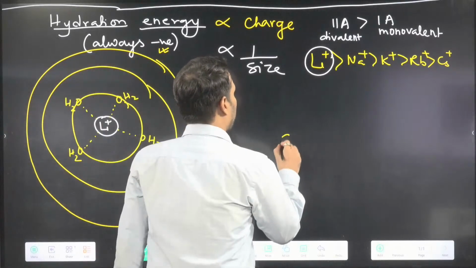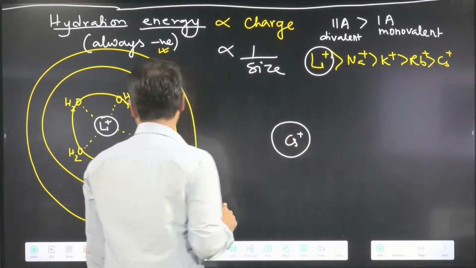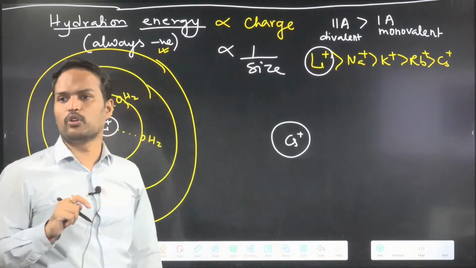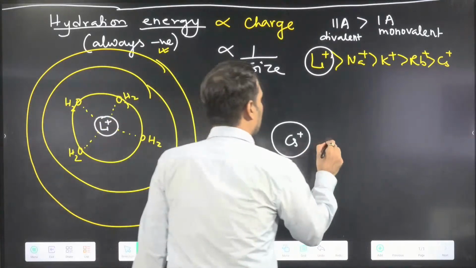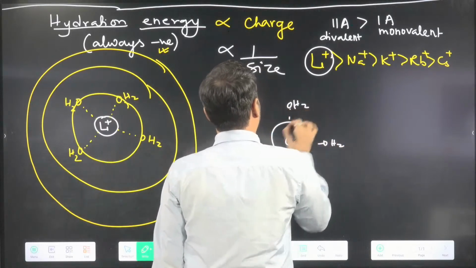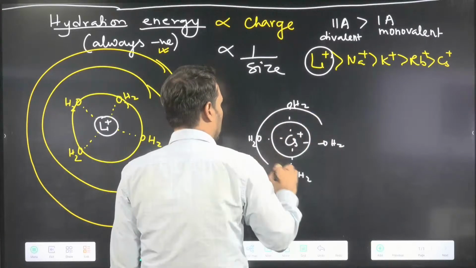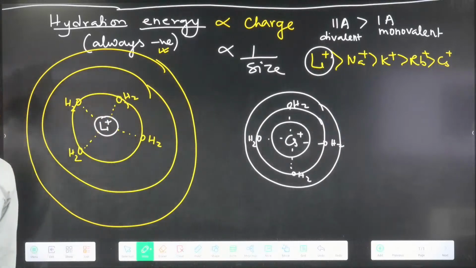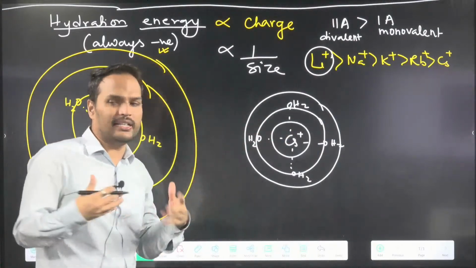Okay, then let's talk about cesium. Cesium is big, like this. It is big, so its hydration is less. So we will say one layer, two layers, finished. Similarly, one layer, two layers, done. So hydration is less. Now if I ask you, hydrated ion means what?